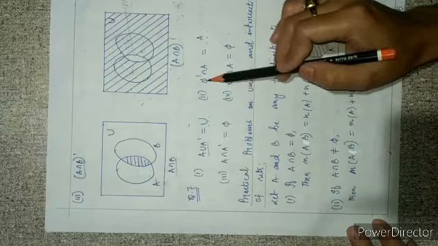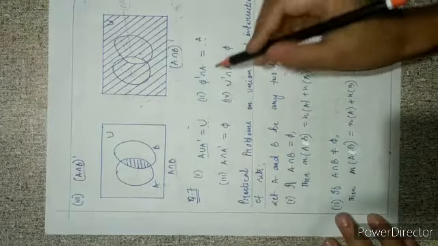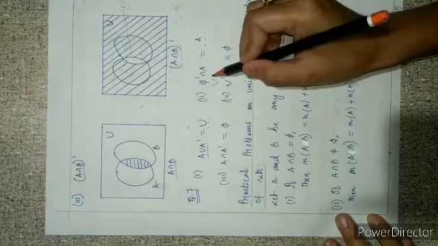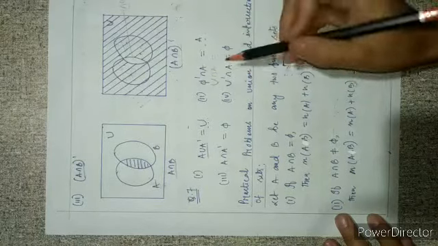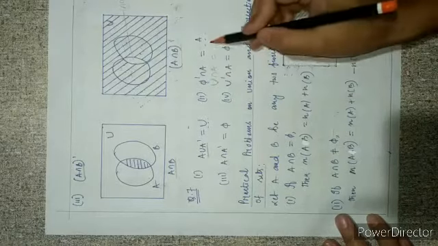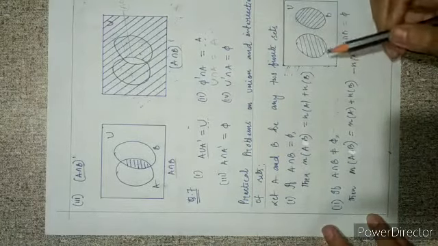Number 2, phi dash intersection A. Phi dash means complement of phi, which is equal to the universal set, intersection A. Since A is a subset of the universal set, their intersection will be equal to set A.